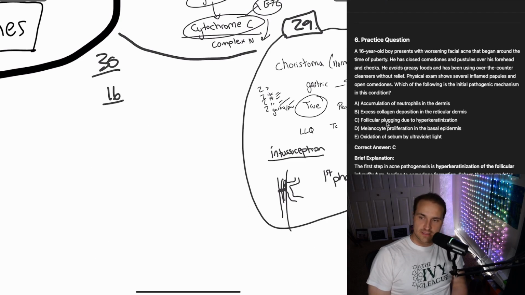Last question. A 16-year-old boy has worsening facial acne at the time of puberty. He has closed comedones and pustules over his forehead and cheeks. He avoids greasy foods and has been using over-the-counter cleansers. Physical exam shows several inflamed papules. Which of the following is the initial pathogenic mechanism?